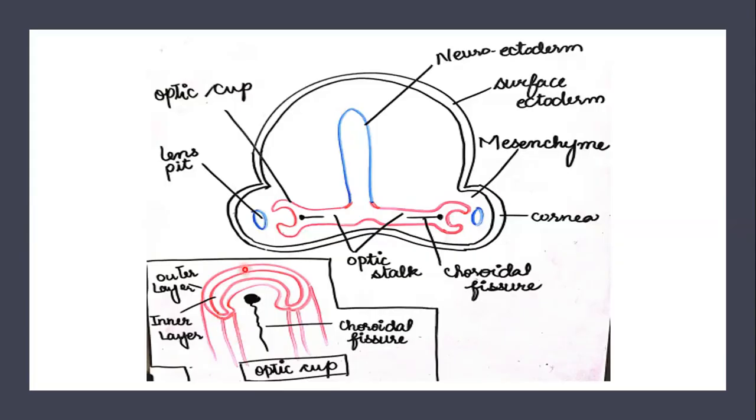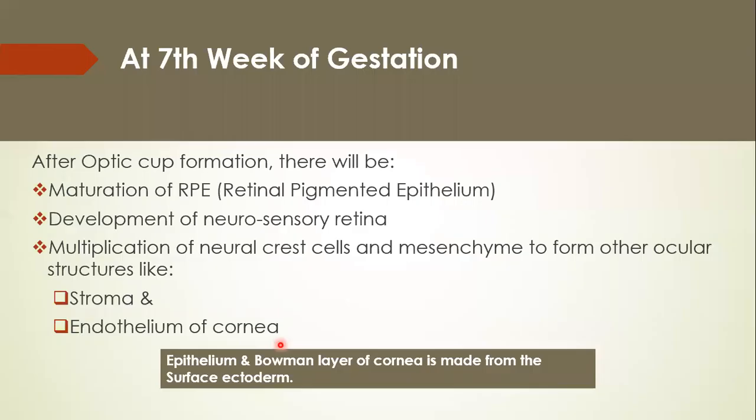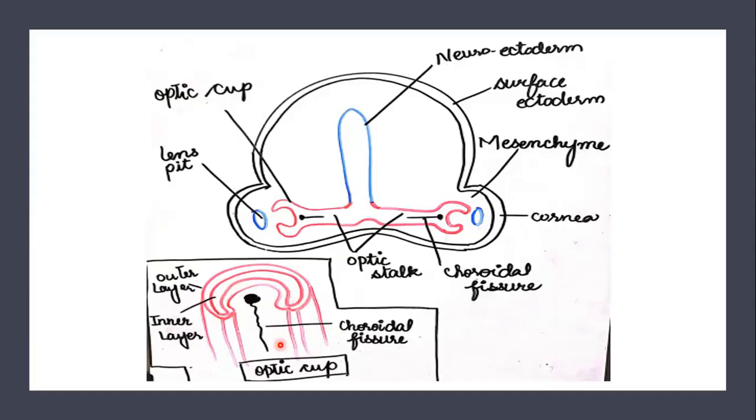Now, this is the outer layer of the optic cup, and this inner one is the inner layer of the optic cup, and this whole is the optic cup view, so that you can understand the choroidal fissure very clearly, right? So what happens up to this part, where the epithelium and Bowman's layer of the cornea are formed right now, and the lens pit is formed, the optic cup is formed, and the choroidal fissure.